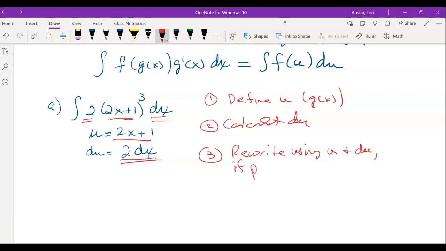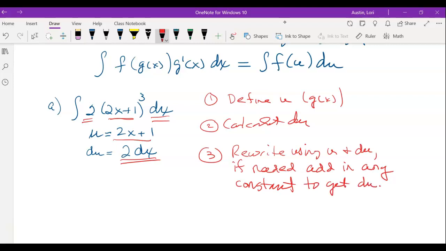If needed, and we will get to one where it's needed, add in any constant to get du. That second part won't make sense until we do the next example. We don't need to add it in, it's there. The exact du is there.